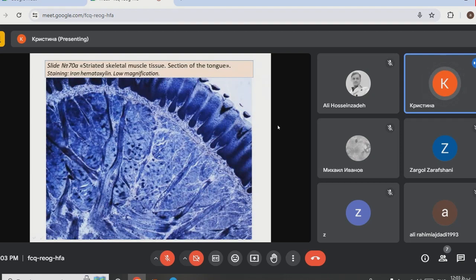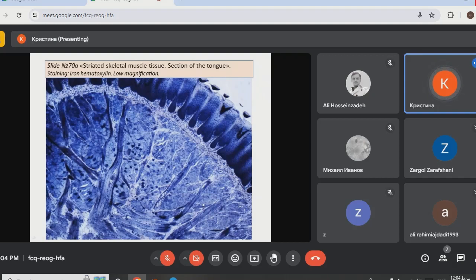Also, we see striated skeletal muscle tissue in the section of the tongue. Most volume of our tongue actually consists of skeletal muscle tissue, inside which we see the bundles of skeletal muscle fibers which go in different directions. Basically, they are organized in all three directions, and this allows our tongue to move in any direction we want.